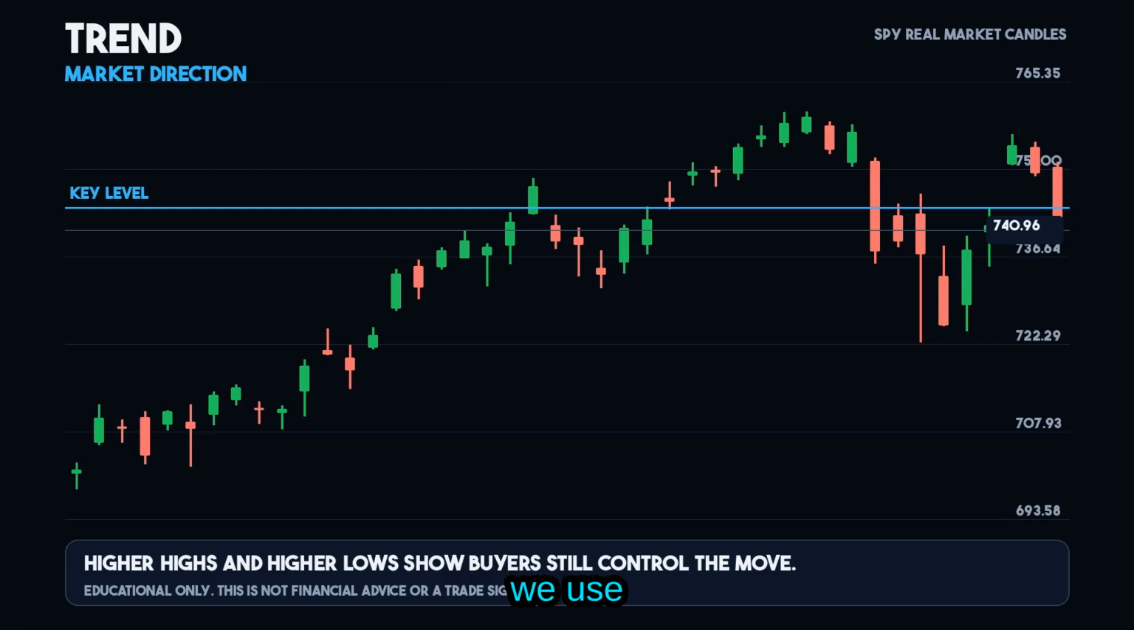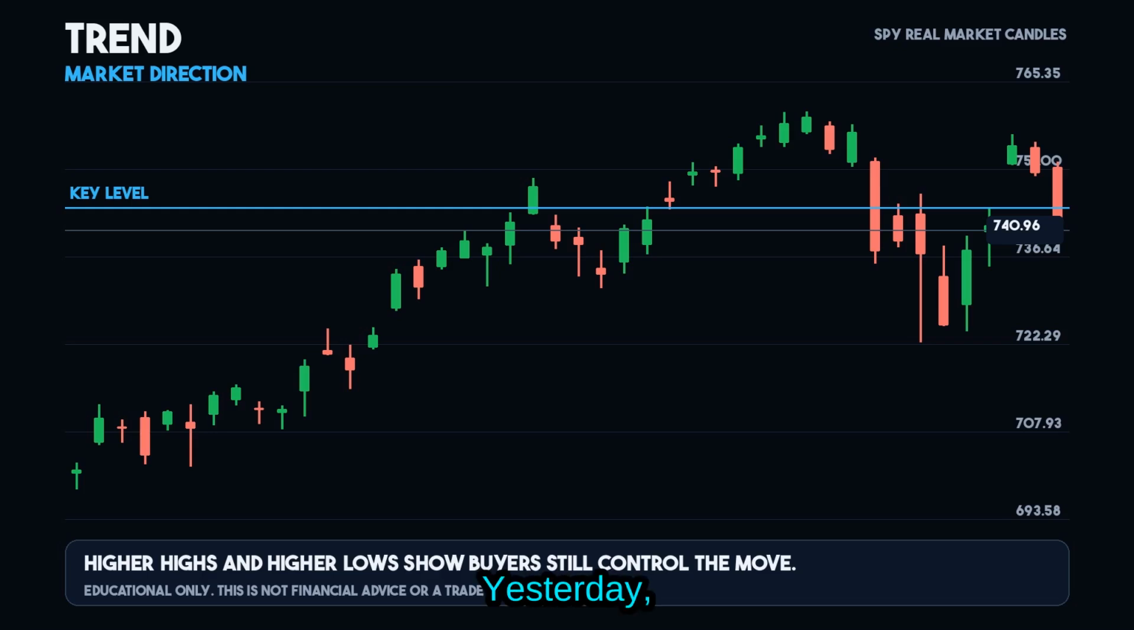In trading, we use the terms higher high (HH) and lower low (LL) to describe what's happening. A higher high is when the market price touches a new high, creating a higher peak. A lower low is when the market price touches a new low, creating a lower dip.